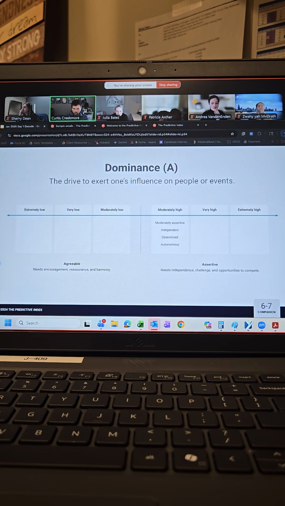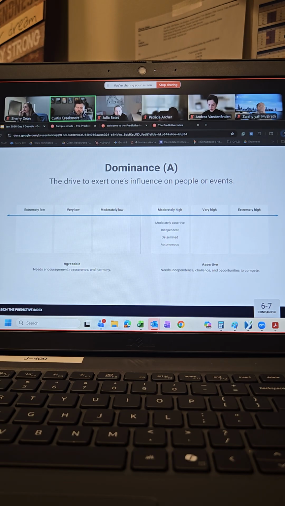Cool. Okay. Let's come back to dominance. So that first drive, the drive to exert influence on people or events, I like to call it the fingerprint or thumbprint drive, because people who are driven by their dominance are more assertive. They need that independence to challenge the opportunities to compete. We talked about if someone is moderately high, how they're going to behave. But let's go one step further.